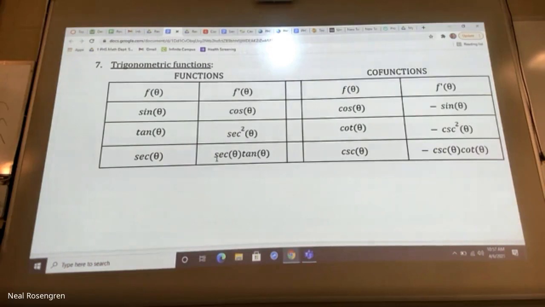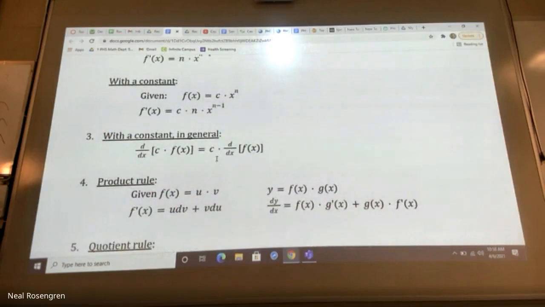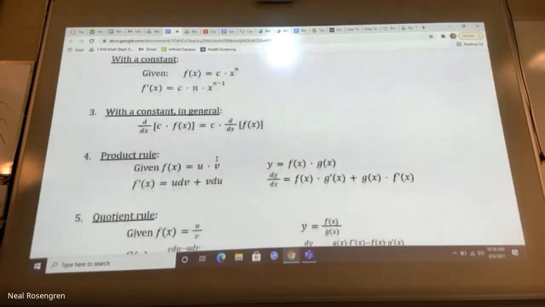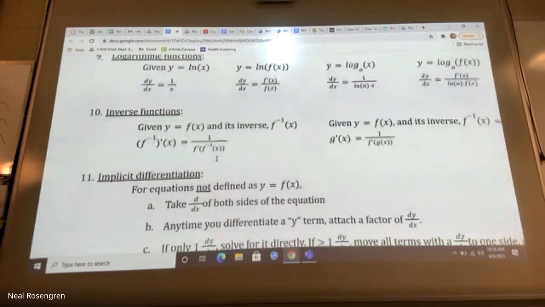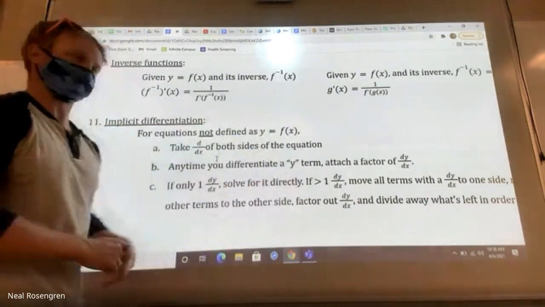Maybe what I'll do is make a copy of this and take out the stuff we haven't done. Number 6 we don't know, so chain rule will show you that, but quotient rule, product rule, constants in general, power rule, limit definition, possible notations. But after that, exponentials, logs, inverses, and something called implicit differentiation.